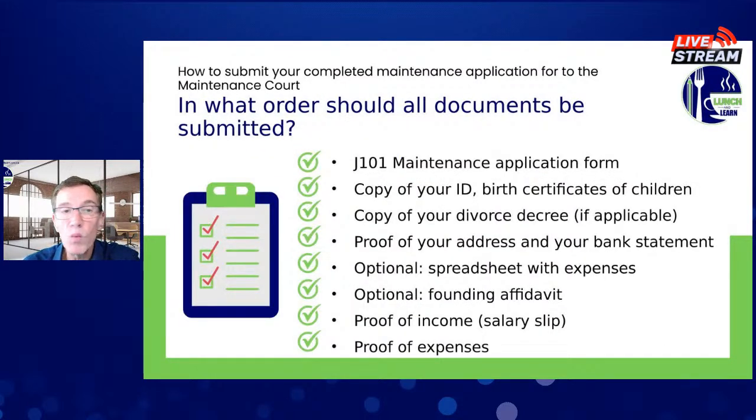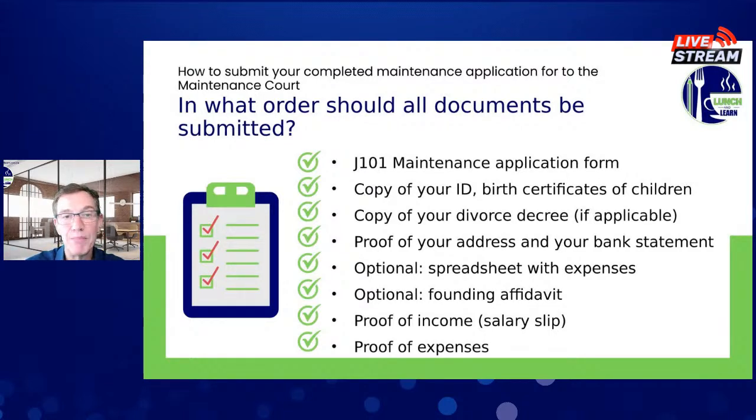Right. So in what order should all these documents be? Because we've got a whole book of documents that need to be submitted. But it's actually very simple. You start off with a J101 form. Remember the form that you've completed, and a copy of your ID. If you have submitted an affidavit, that would also be marked A, B, C, D, and E with all the annexures. You just include that as well.